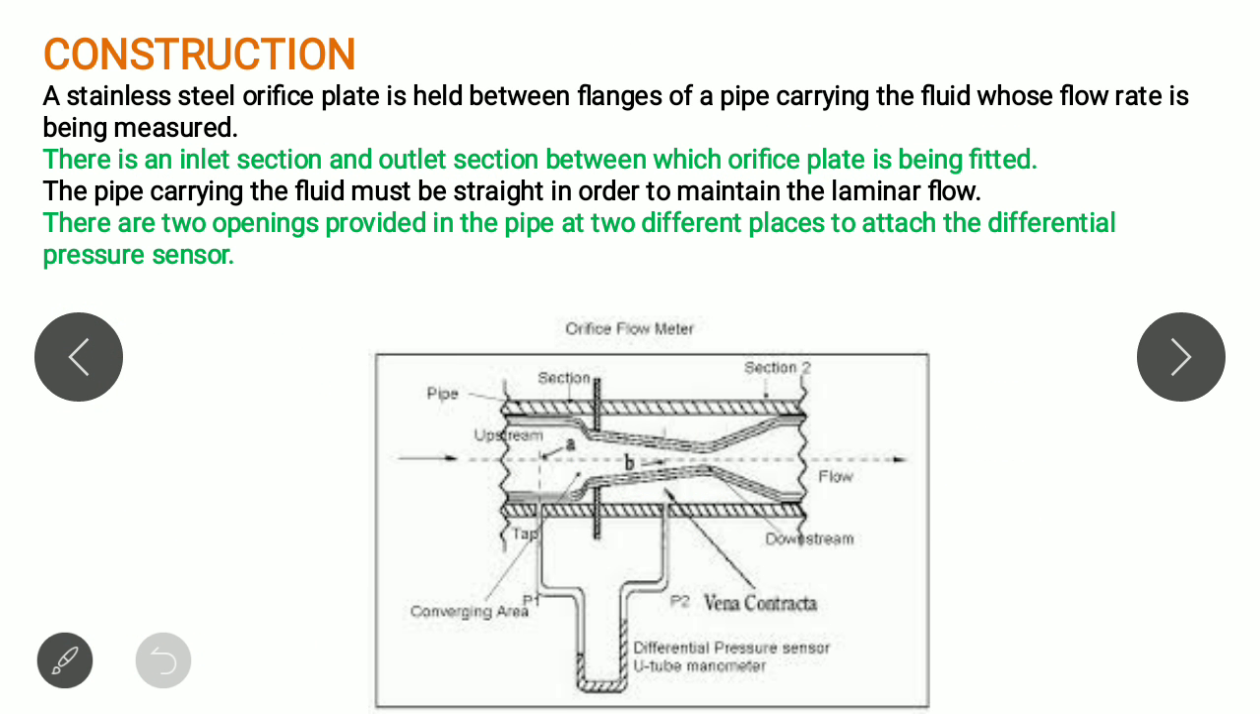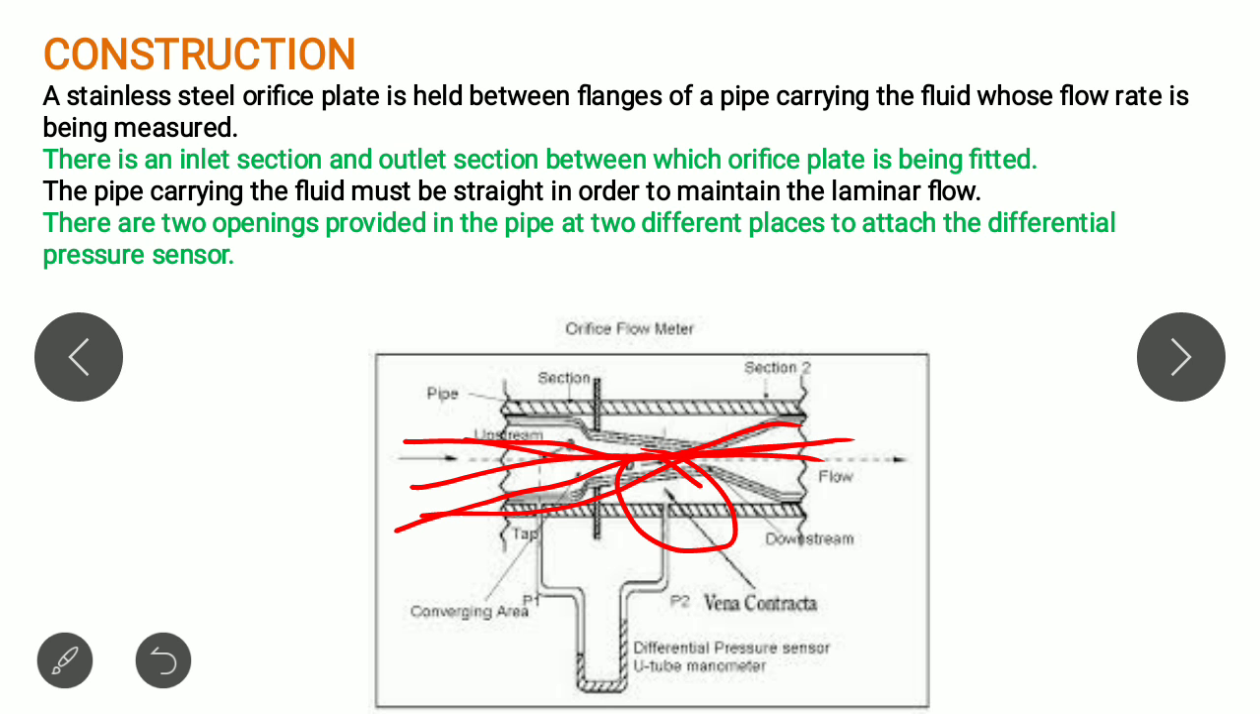Okay, we were at this slide. You understood, basically the pipe should be straight. The orifice plate is placed between the inlet and outlet section. There are two openings provided in the pipe at two different places so as to attach the differential pressure sensor. Okay, I was talking about this vena contracta. When there is a sudden restriction in the flow of fluid, this will be created. It is called vena contracta, right?